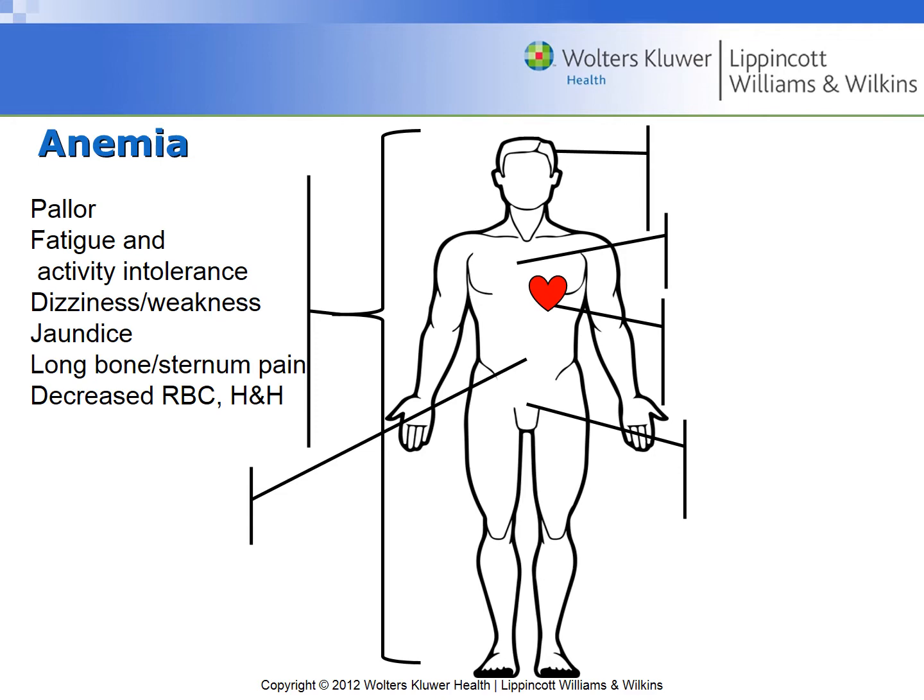Why would we have long bone and sternum pain? To answer that question, I think I would look at where the bone marrow that produces red blood cells or blood components is. And labs: decreased red blood cells and a decreased hemoglobin and hematocrit, or H&H. GI complaints, irritability and sleep disturbance.